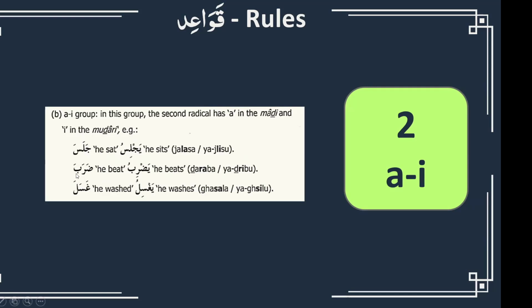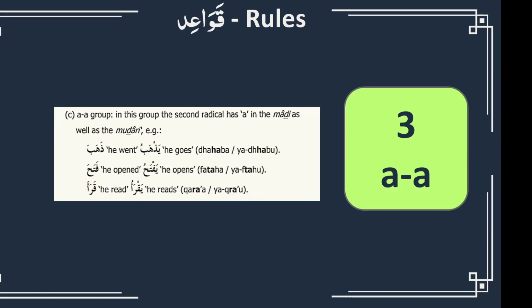Same thing, daraba: the ra has a fatha, and then over here the ra has a kasra. And then ghasala: the seen has a fatha, and the seen over here in the mudari has a kasra. So fatha and then kasra. That's why it is AI, meaning the madi has a fatha on the second letter, and the mudari has an E sound as the second letter.